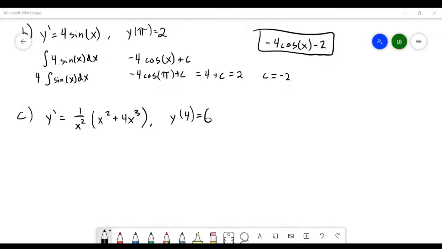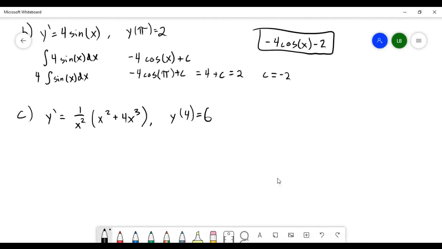All right, you say 2x squared plus x minus 30. Let's double check that. First thing we should do is we should probably simplify this statement. So distributing the 1 over x squared in, we're left with the integral of 1 plus 4x dx. And doing that integral, we get x plus 2x squared plus c.